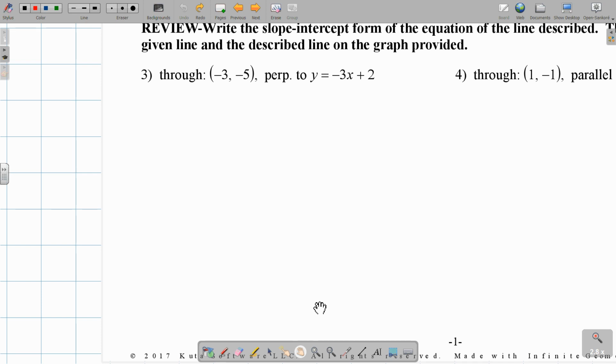So on the left-hand side, step one, we're going to go ahead and just graph our given line. In this, y equals mx plus b, our b is positive 2. Our slope is negative 3 over 1, so that's a downward slope. So negative 3 over 1, or I could go up 3 over 1.